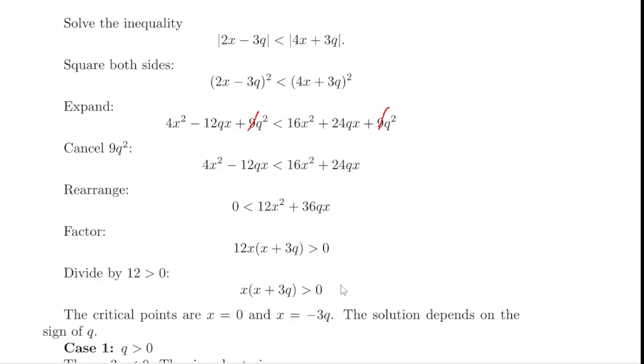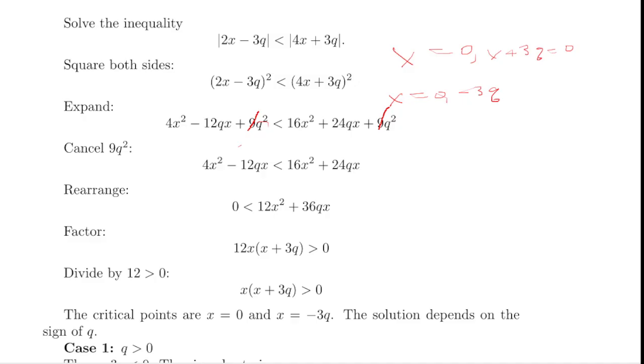And so here we can get the critical points. We can set both x and x plus 3q equal to 0. Obviously, we get x is 0 and negative 3q. So in order to solve this, we need to look at what q could be. The first case is when q is positive. To make the math simple, why don't we just choose q to be 1?